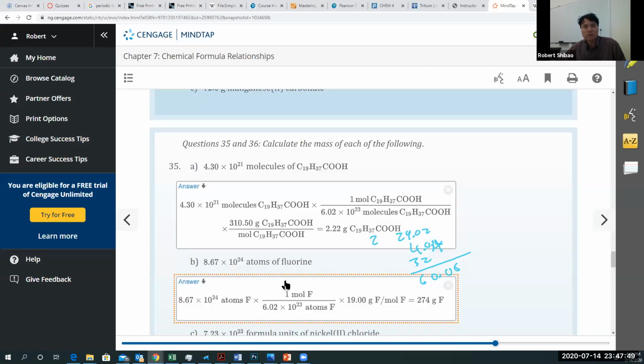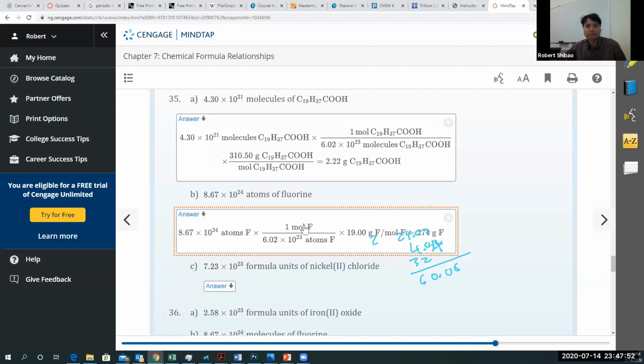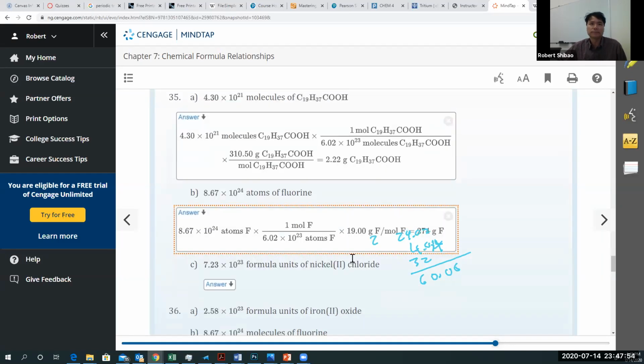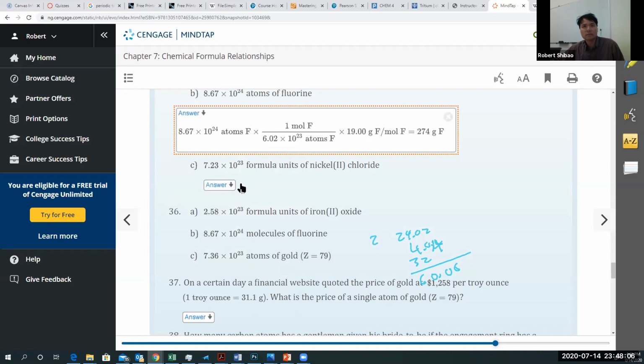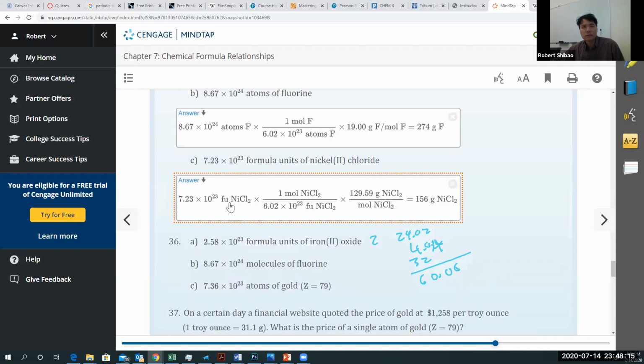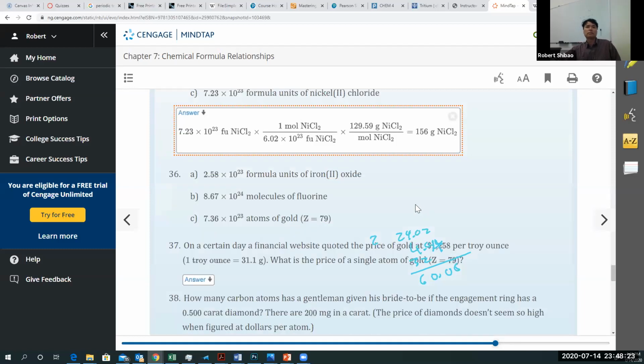Number of molecules, fluorine, this is wrong here. This is wrong, unfortunately. Oh, atoms, sorry. It's correct then. If they're saying atoms of fluorine, it's fine. Fluorine's normally F2. Okay, here, nickel 2 chloride, we're going to go to formula units. So formula units to moles of formula units to grams. Formula units, and that's what we get.